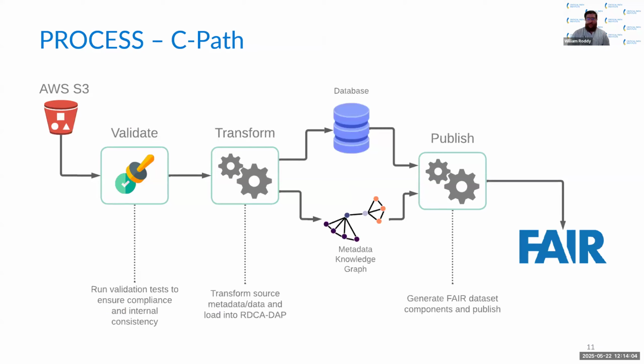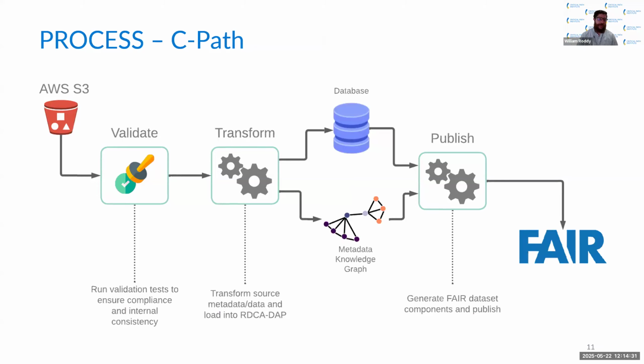Picking up on the CPath end of the process, we look at that S3 bucket as the trade-off point. Now we have the data in the S3 bucket, and that's where we begin to kick off the automations and the processes on CPath. What's pretty cool is we're able to go from that S3 bucket to FAIR. This entire process is totally automated, but we do have points for human review included in there.